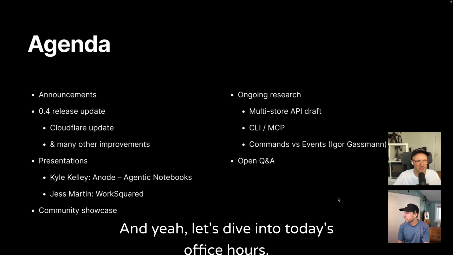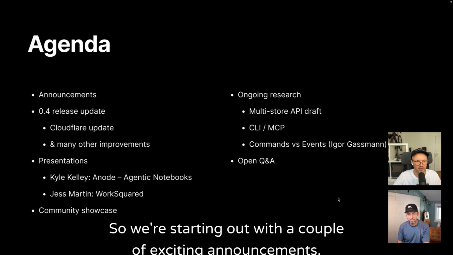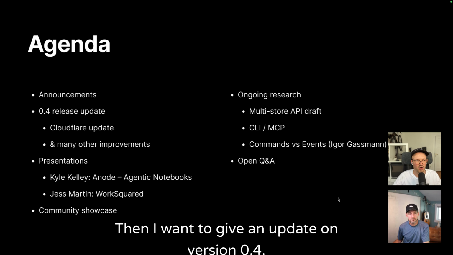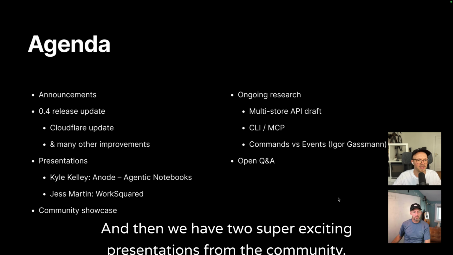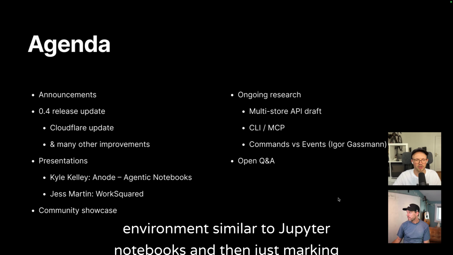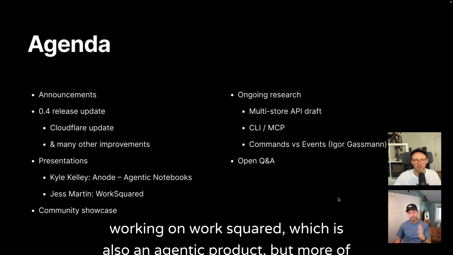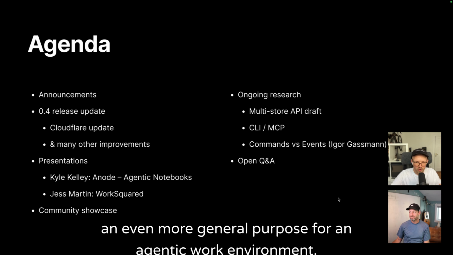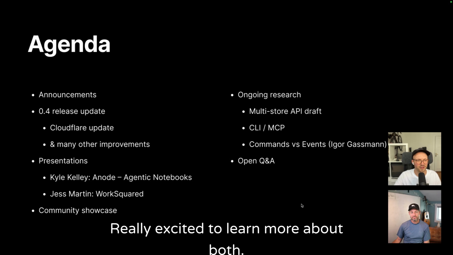And yeah, let's dive into today's office hours. So we're starting out with a couple of exciting announcements. Then I want to give an update on version 0.4. There's a lot of interesting work in there. And then we have 2 super exciting presentations from the community, from Kelly about Anode, which is an agentic notebook environment similar to Jupyter notebooks. And then Martin working on WorkSquared, which is also an agentic product, but an even more general purpose agentic work environment. Really excited to learn more about both.